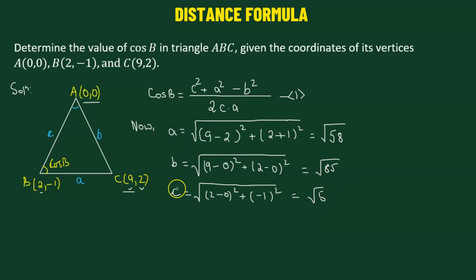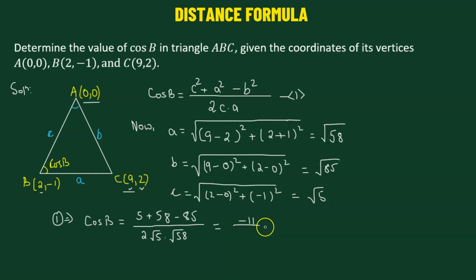So now that we have the lengths of a, b, and c, number 1 follows that cosine of angle B is equal to, we need c squared. So c squared means we have 5. Added to it is a squared, so a squared will be 58. Minus b squared, so b squared will be simply 85. Divided by 2 times square root of 5, that's the value of c, times square root of 58, which is a. So when we solve for this, we're going to get the value -11 divided by square root of 290. So this is the value of cosine of angle B.